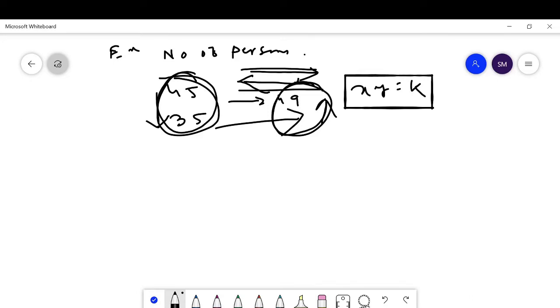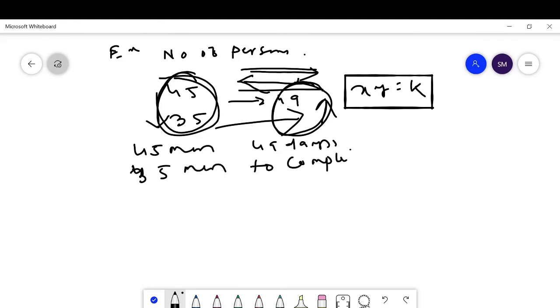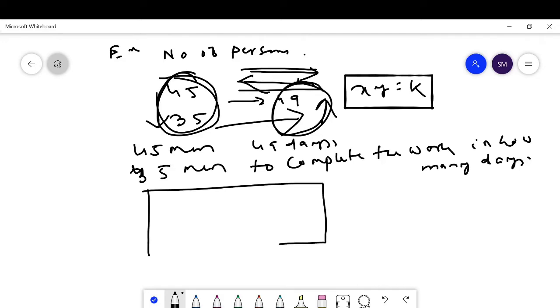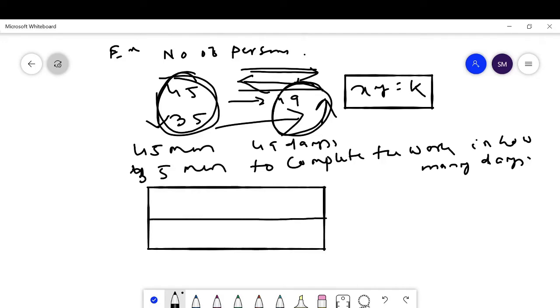Here the question says a particular piece of work is completed by 45 men in 49 days. Then how many days are required for 35 men to complete the work? In how many days? Then here this is inverse variation. So you at first make the table.